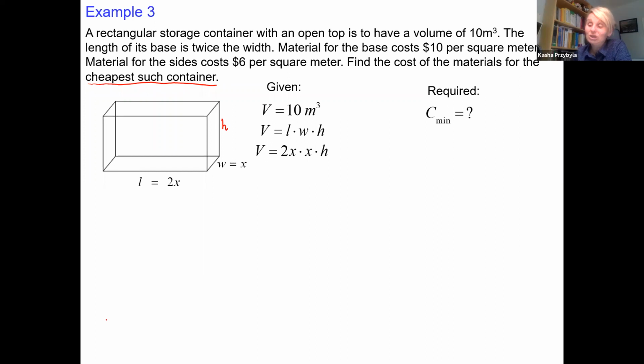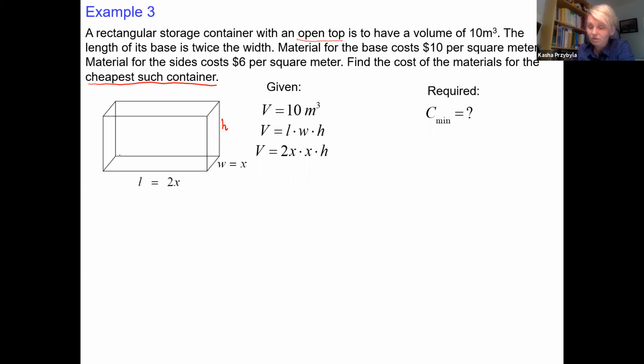Now we know that we have to minimize the cost. As I said, the first step will be the cost, which means the amount of material, as cheap as possible for the entire box. Theoretically we have to minimize the surface area. We have to add all of the sides, still remembering that we have no top. It's an open top.